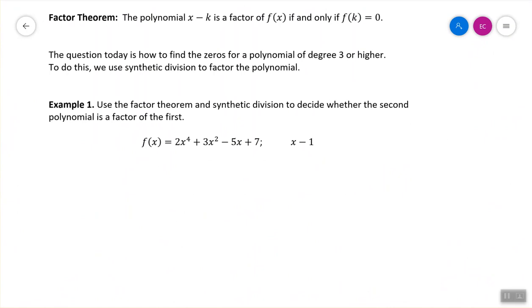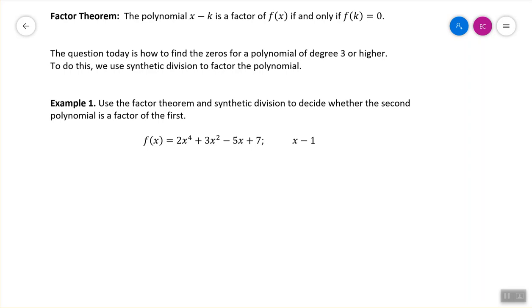The first example says use the factor theorem and synthetic division to decide whether the second polynomial is a factor of the first. So let's see here. We have a function f of x. It's a 4th degree polynomial. We have x minus 1 as the potential factor. And so what is the value of k? So this means k equals 1. And so we want to use synthetic division to check and see if 1 is a zero. If 1 is a zero, then x minus 1 is a factor.